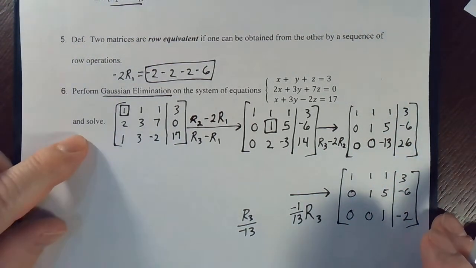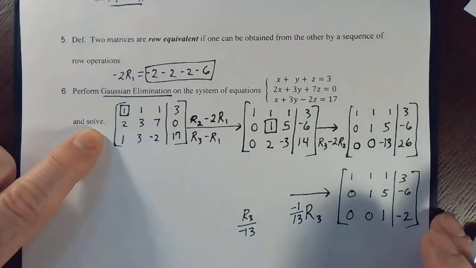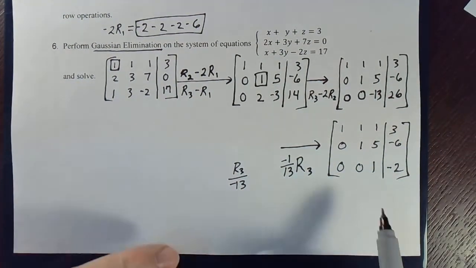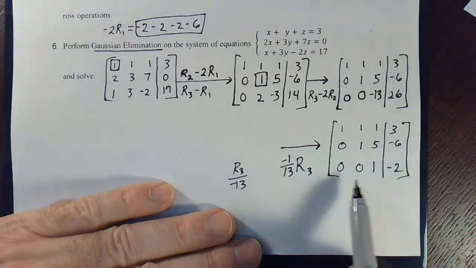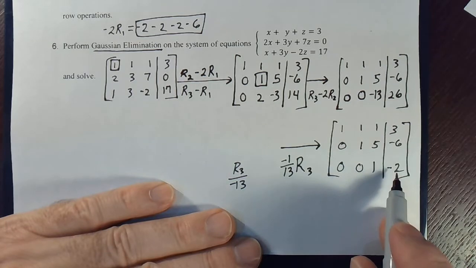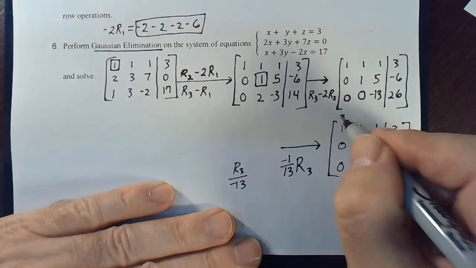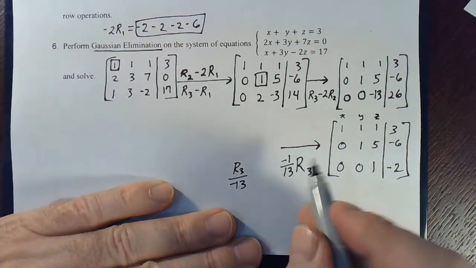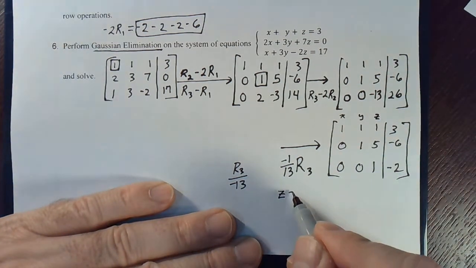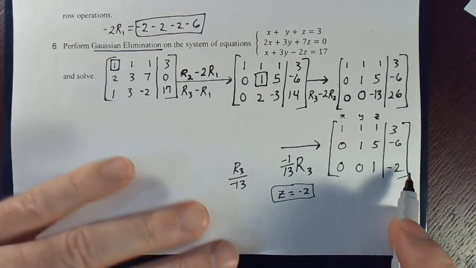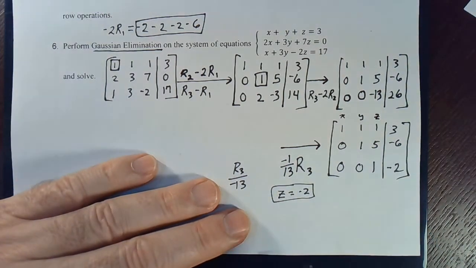So we were asked also to solve this. So let's just solve it. What does the bottom row tell us? 0x plus 0y plus 1z is negative 2. So remember, this is the x column, the y column, and the z column. So I know that z equals negative 2. That's what I got from row number 3. Now we're doing what's called back substitution.